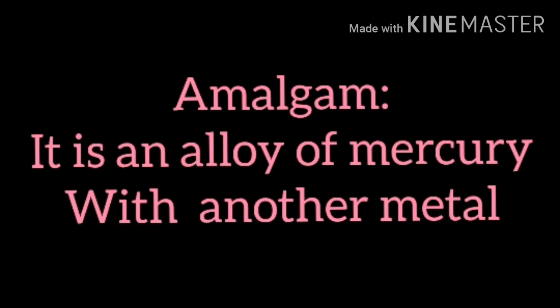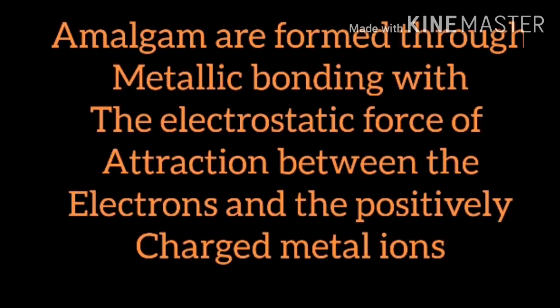These alloys are formed through metallic bonding, with electrostatic force of attraction between the electrons and the positively charged metal ions. Here the metallic bonding is between the electrons and the positively charged metal ions. In amalgam, the metallic bonding is between the electrons of metals and the positively charged ions. Thus, the bond is formed in the amalgam.